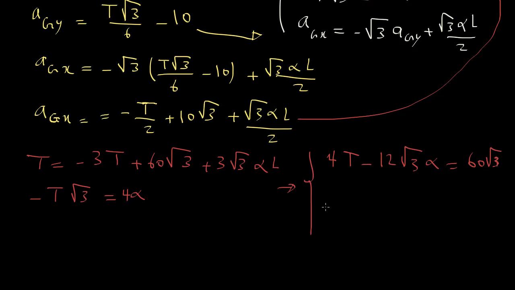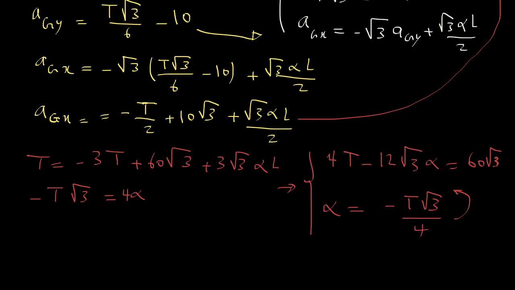And here we have, basically, let's actually do this. Let's write down alpha based on t and then substitute into that equation to find t. So alpha is minus t square root of 3 over 4. And now we substitute this equation into this equation.